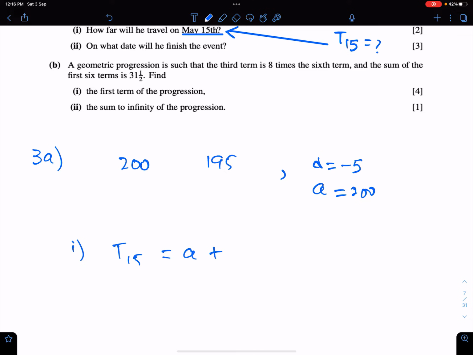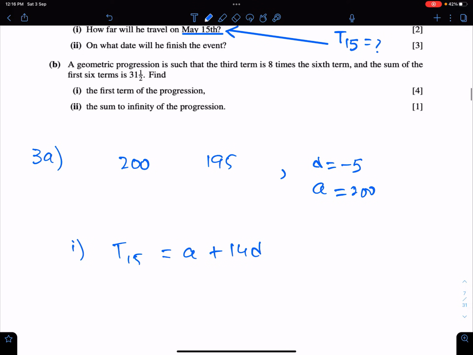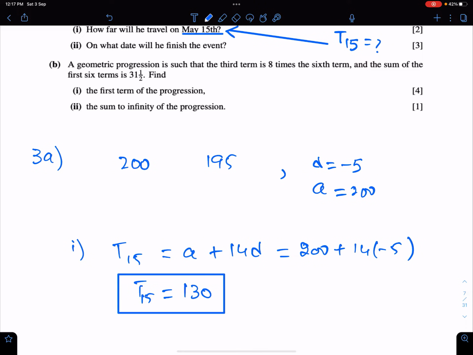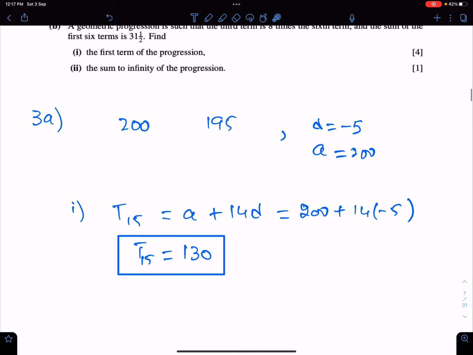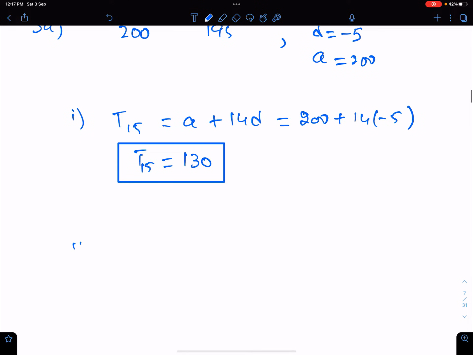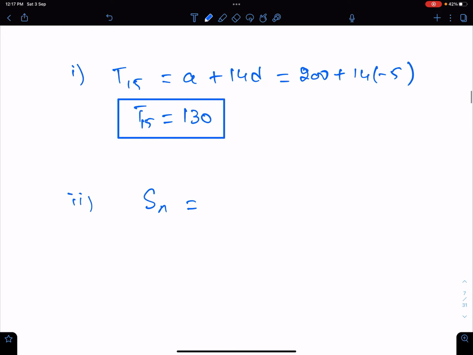It should be a plus 14d. Since a is 200 and d is minus 5, therefore T15 is 130, I guess. So that's the answer of part 1. Now we need n. On what day will he finish the event? So we need n, and for that we will use Sn because Sn is given 3050.